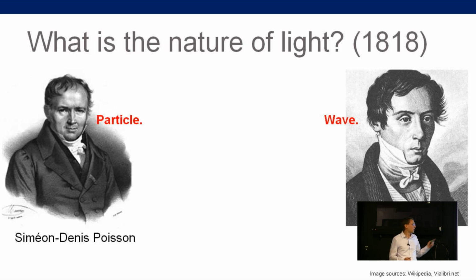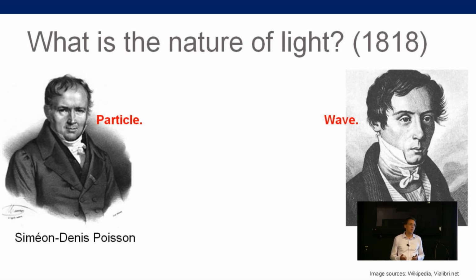So Poisson read through it. He was one of the best mathematicians in the Academy. Struggles through all of this because I think Fresnel was probably the better mathematician, but says, I've gone through your equations, and there's a fatal flaw. If what you say is true, then in the middle of a circular shadow, you should see a bright spot due to the interference of light. And nobody sees that. Therefore, light is a particle.